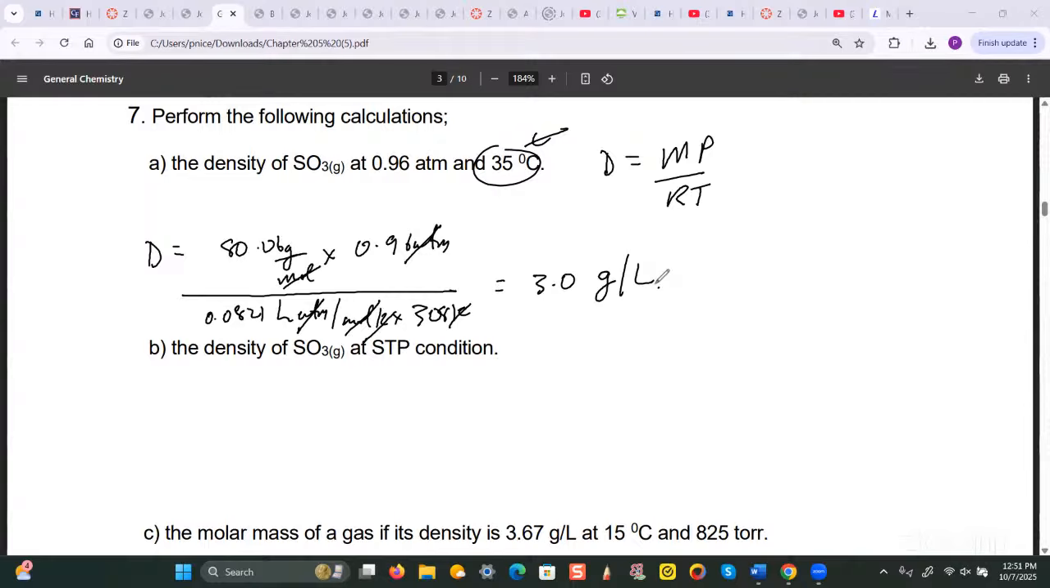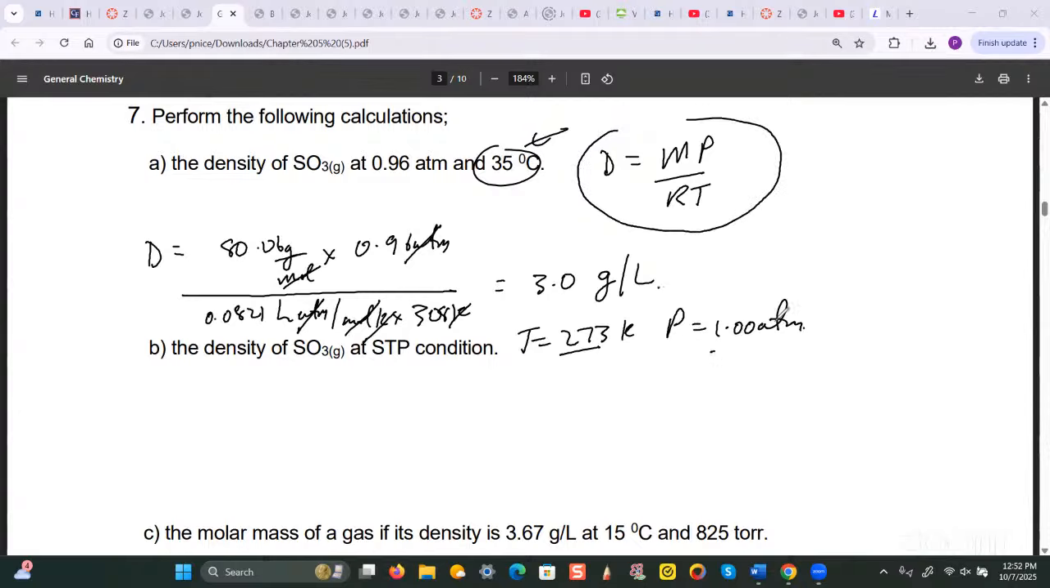In the case of B, they're asking for the same thing, but they're stipulating that the conditions are STP conditions, right? So you all remember what STP means, right? Standard temperature and pressure, where the temperature is 273 Kelvin and the pressure is equal to 1.00 atmospheres, right? So we could use the same equation here, but use T equals 273 and P equal 1 atmosphere. The molar mass will still be the same, and of course R will still be the same. So you could put the numbers in here and get the answer, right?